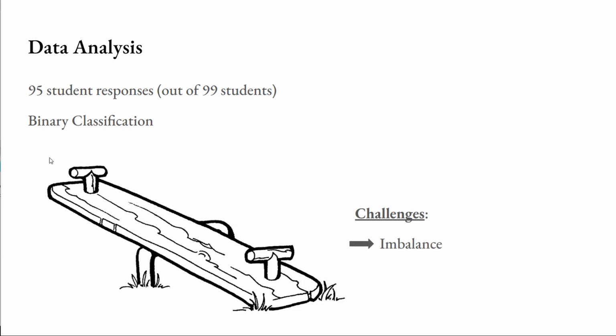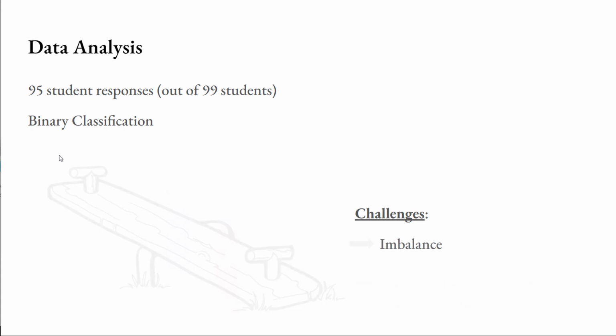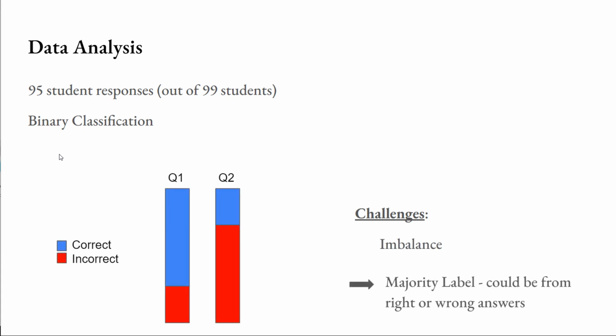First of all, most of the responses leaned towards either mostly right or mostly wrong answers, creating data imbalance. Data imbalance causes issues during AI model training, and the performance of the model can degrade. Another challenge is that sometimes the majority label is the incorrect answer.